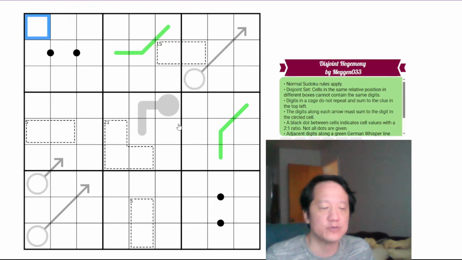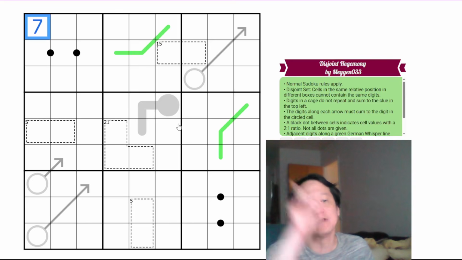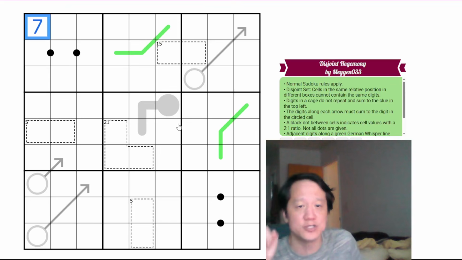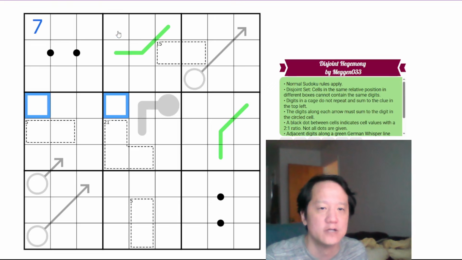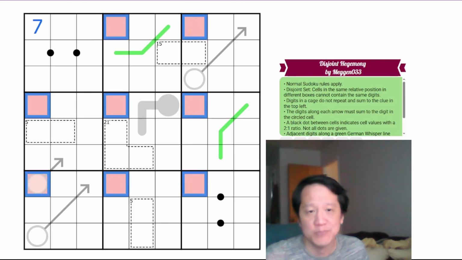So for example, say we had a 7 here. That's in the upper left-hand corner of a box, so we cannot have another 7 in the upper left-hand corner of any other boxes. So therefore, we could not have a 7 in any of these digits if that were the case. So that's an example of how disjoint sets work.